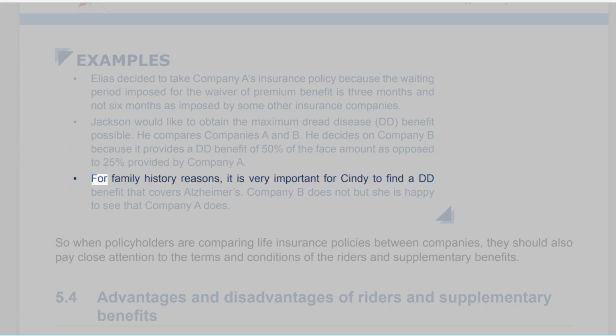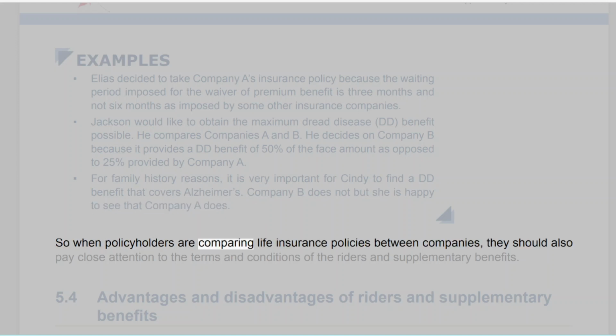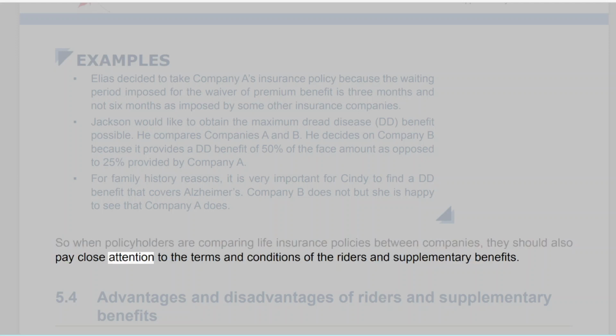For family history reasons, it is very important for Cindy to find a DD benefit that covers Alzheimer's. Company B does not, but she is happy to see that Company A does. So when policyholders are comparing life insurance policies between companies, they should also pay close attention to the terms and conditions of the riders and supplementary benefits.